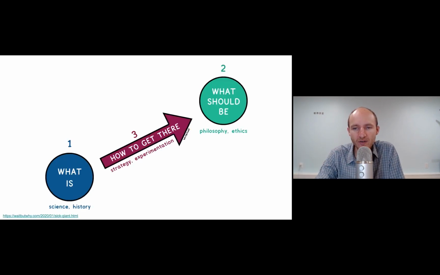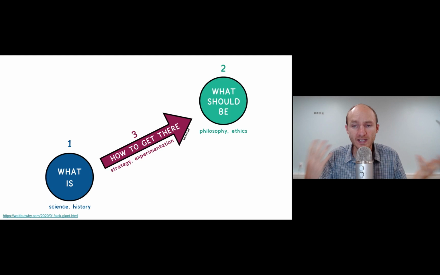I like shared outcomes. There's this great piece from Wait But Why called The Sick Giant. And you can think of a shared outcome as this box over here. That's number 2, what should be. And that's different than number 1, which is what is, right? There's like, what's the current status quo? Number 2 is like, well, what should be? Where are we going? And then number 3 is like, well, how do we get there?